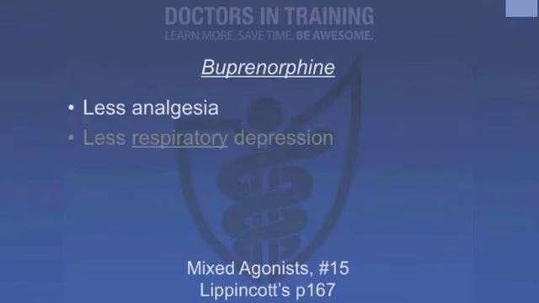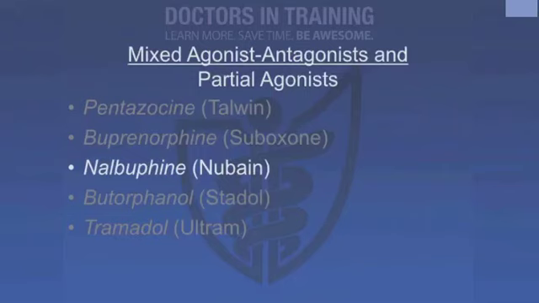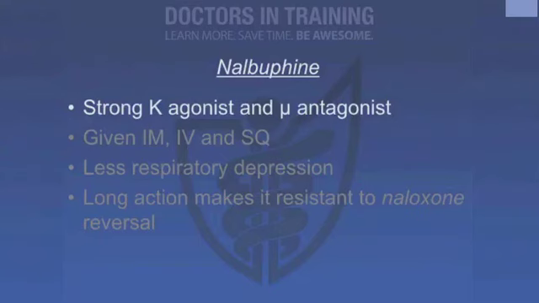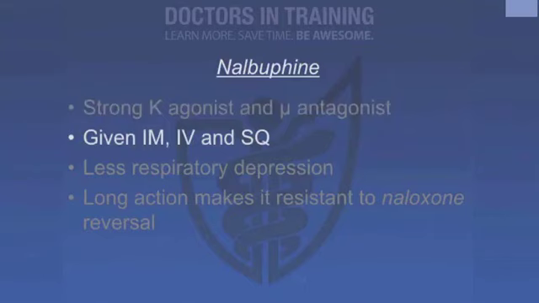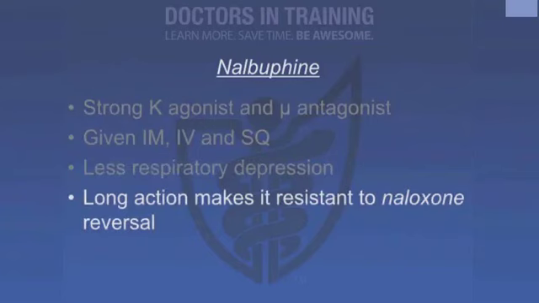So therefore, you're not going to get as much analgesia and less respiratory depression at the high doses, which is kind of nice. Next is a medication called nalbuphine, also called Nubain. It's a strong kappa agonist and a mu antagonist, given intramuscularly, also IV and sub-Q. There's less respiratory depression, but its long action can sometimes be problematic because if you do take enough of it and you get respiratory depression, things like naloxone or the other antagonists are resistant. So you're not going to be able to reverse them quite as easily as some of the opioids.